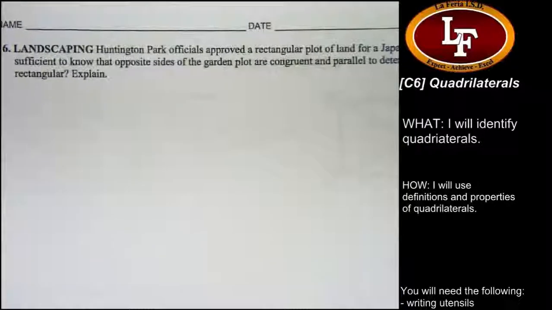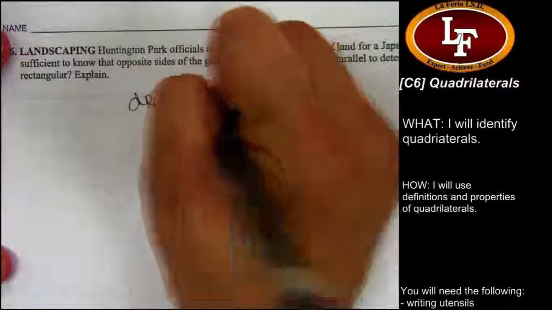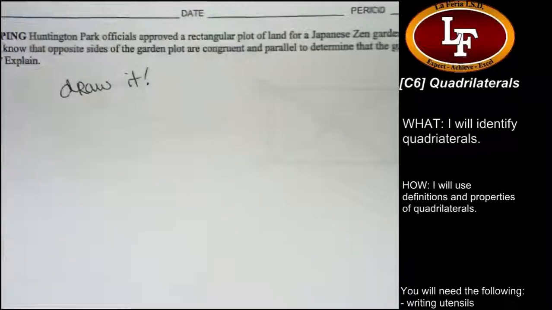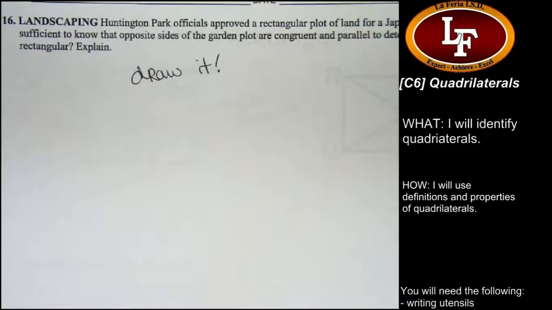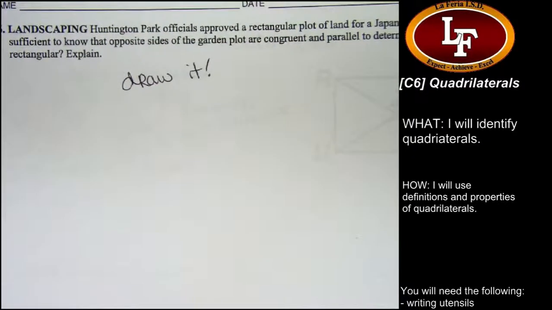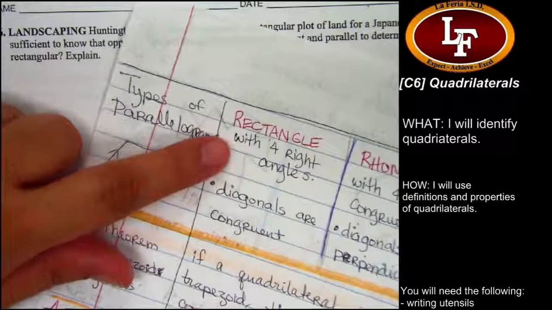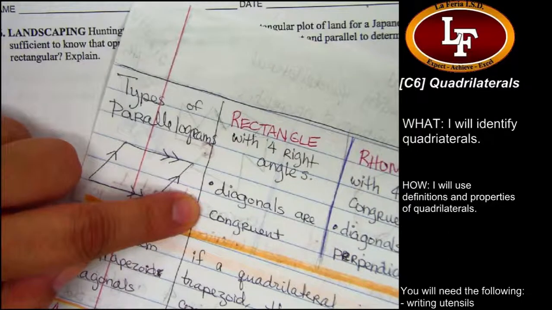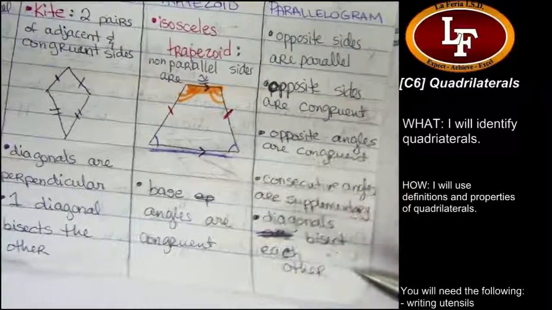Last one is a landscaping problem. My recommendation for you on this one is take up the page to draw it one sentence at a time. You're being asked to determine if the gardener can say whether this plot is a rectangle. Please explain why you said that. Again, you're going to be using your definition and properties of rectangles, which means, can you figure out if there's some right angles going on? Yes or no. Can you see if diagonals are congruent? Yes or no. Can you hit any of the parallelogram properties? Yes or no.